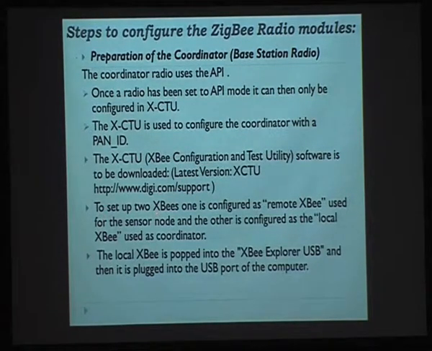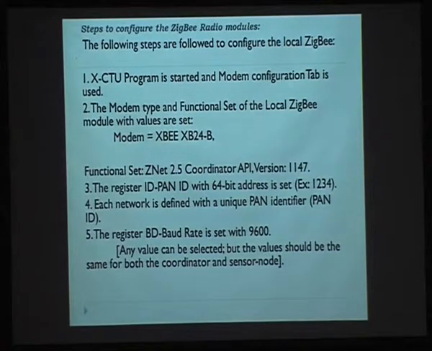To set up two ZigBees, one is configured as a remote ZigBee used for the sensor node, and the other is configured as a local XB used as a coordinator. So two XBs: one as a coordinator which is connected to the computer, and the other as a remote XB which is to be connected to the sensing nodes. The local XB is popped up into the Explorer and then plugged into the port for the corresponding configuration. So here I am just showing you the steps.